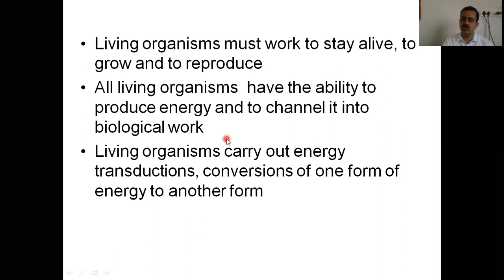See, energy is produced inside our body, and once the energy is produced, it cannot be stored for a long period of time. So it has to be utilized by some or the other kind of work. This ability of channeling that energy is an important point. Living organisms carry out energy transductions, the conversion of one form of energy to another form. We are just converting that energy from one form to another and utilizing it for our metabolic process.